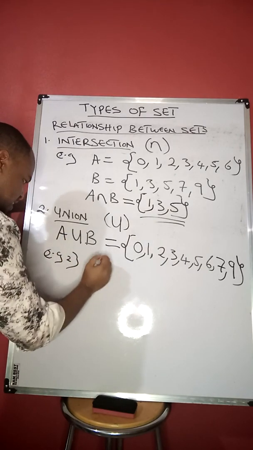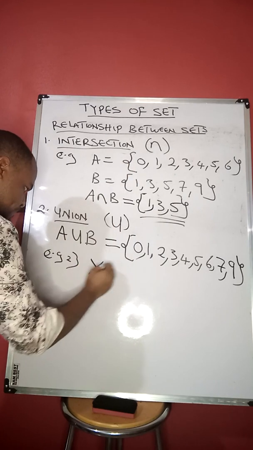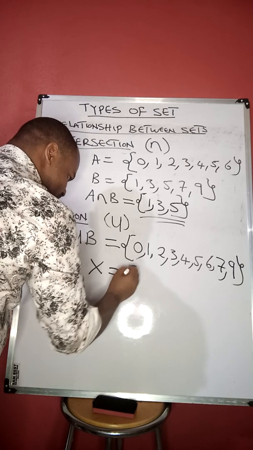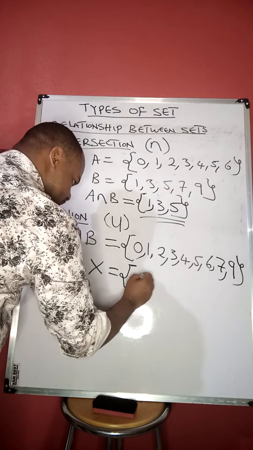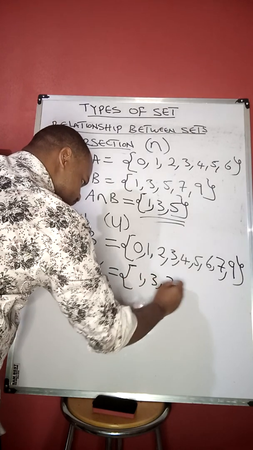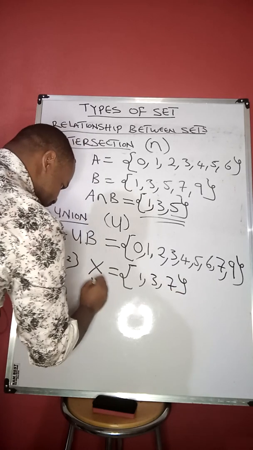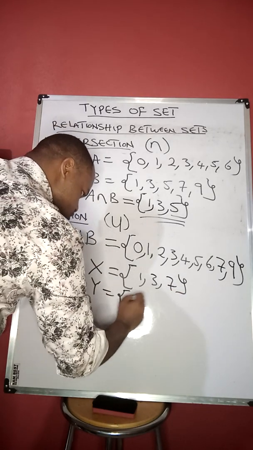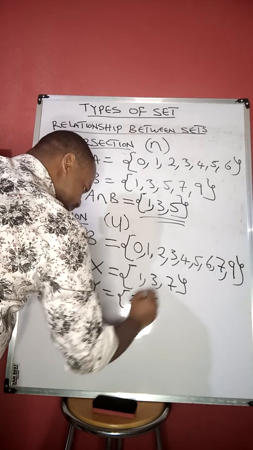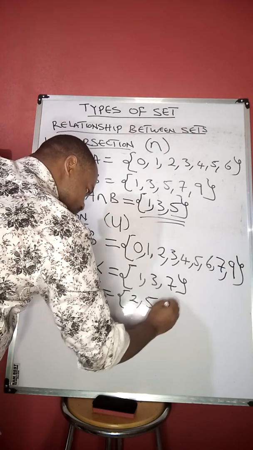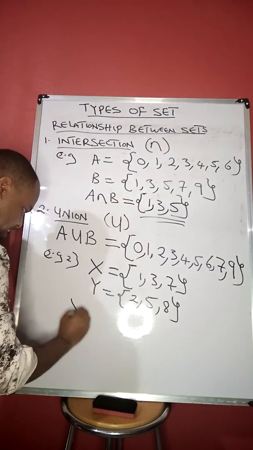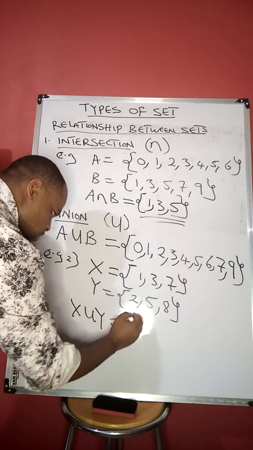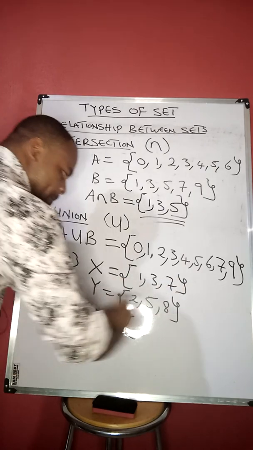Example 2. If a set X is given to me as 1, 3, 7, and a set Y is given to me as 2, 5, 8. Let's look for X union Y. My X union Y will just list every element here combined with the elements here. Don't forget, sets are always written in capital letters.